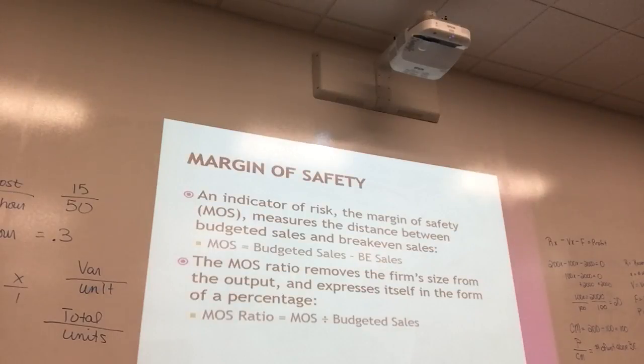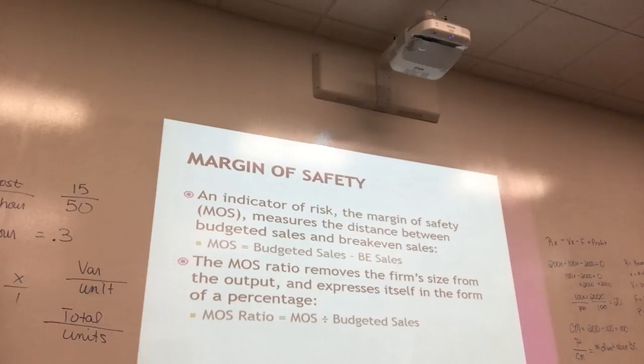So, an indicator of risk, the margin of safety measures the distance between budgeted sales and break-even sales. My budgeted sales would be 100,000. My break even would be 50,000. So my margin of safety would be 50,000. 100 minus 50 gives me 50.